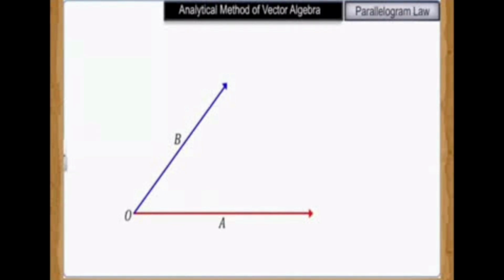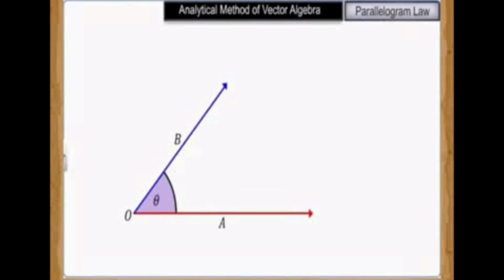Now you are going to see the parallelogram law of vectors. Take the two vectors, A vector and B vector, starting from the same point. Take the same magnitudes of A and B, and the angle between A and B is theta.